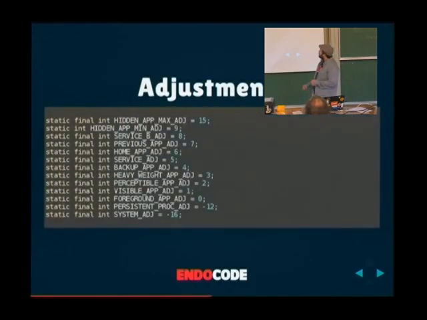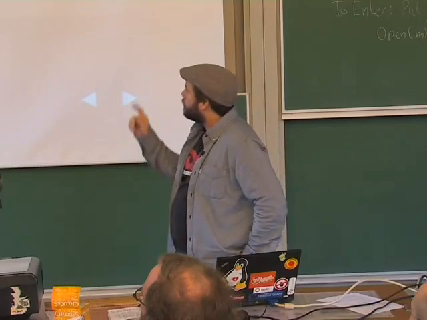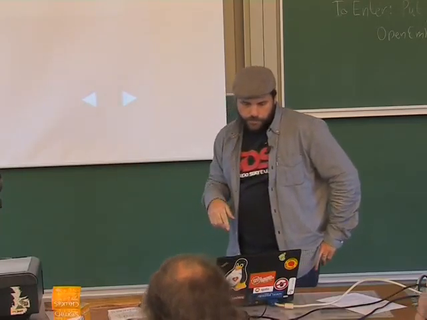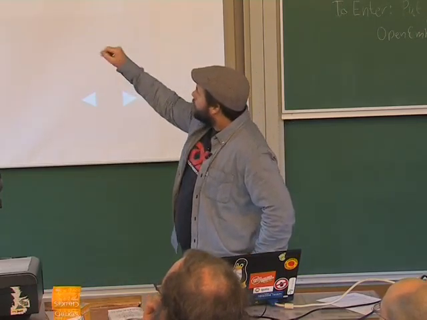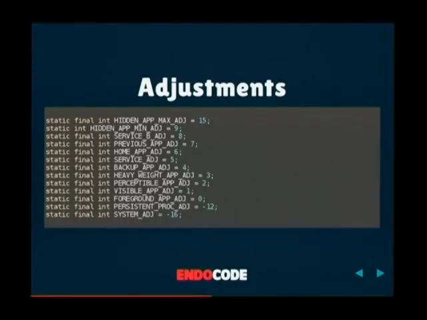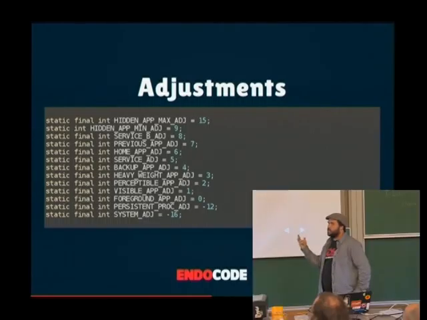And if you see here, I should have probably put it, all these declarations are in ProcessList.java in the activity manager code. What you see here is similar to nice values: the largest number is the least important, and the smallest number is the most important. Now these correspond to values that the Linux OOM takes for its OOM adjust value.